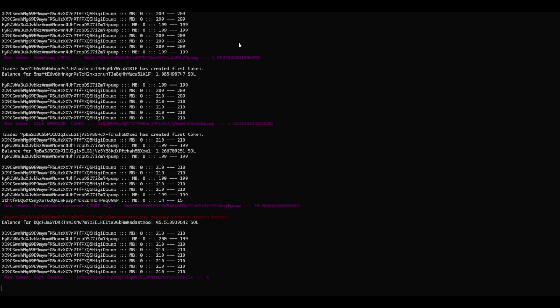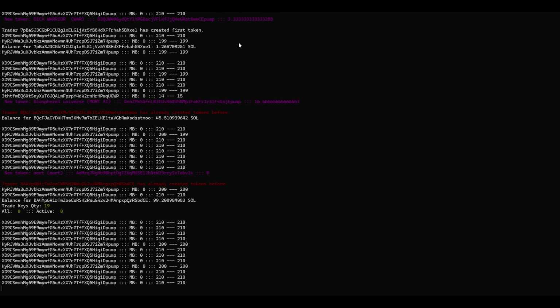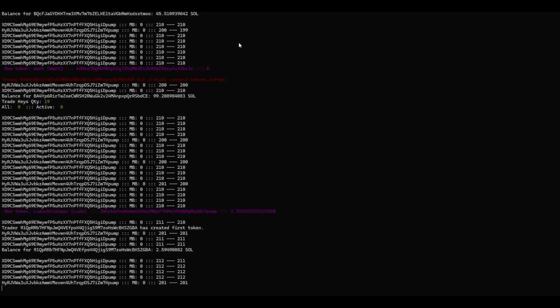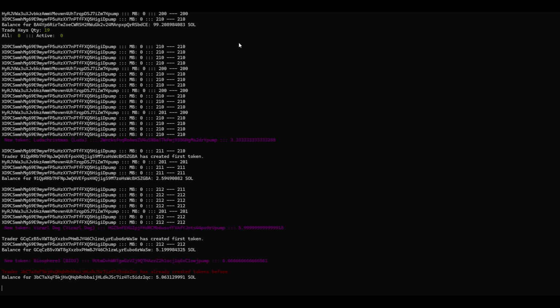However, from my experience, none of these factors guarantee that a token won't rug pull in a matter of seconds. Don't forget to do your own research.